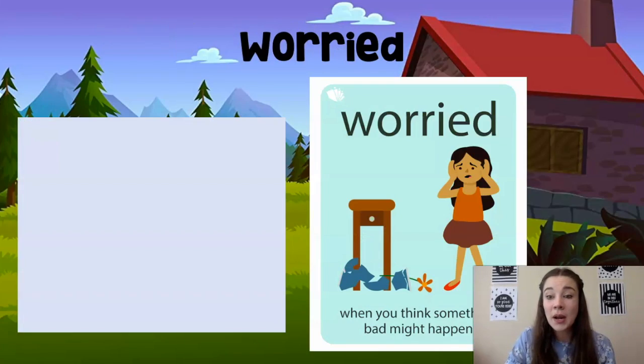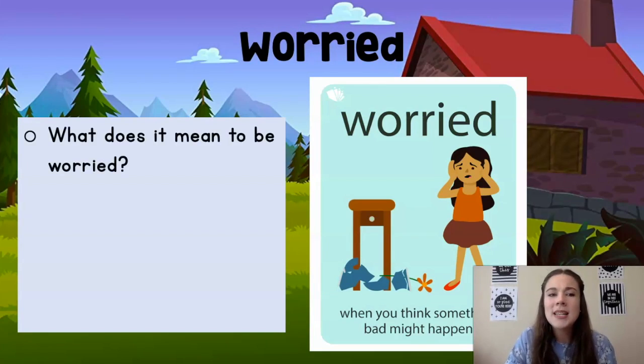In today's story, there's a feeling word that is worried. What does it mean, scholars, to be worried? Yeah, in the picture, there's a girl going, oh no! And she says, when you think something bad might happen. She broke the flower vase and she is so worried that she might get in trouble, that something bad might happen because she broke it.